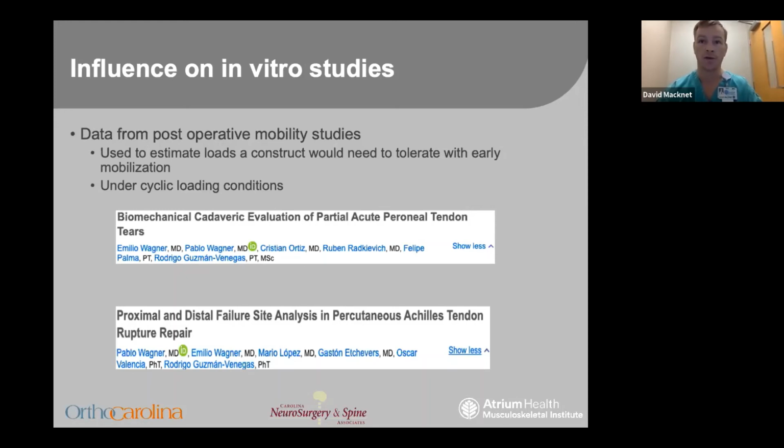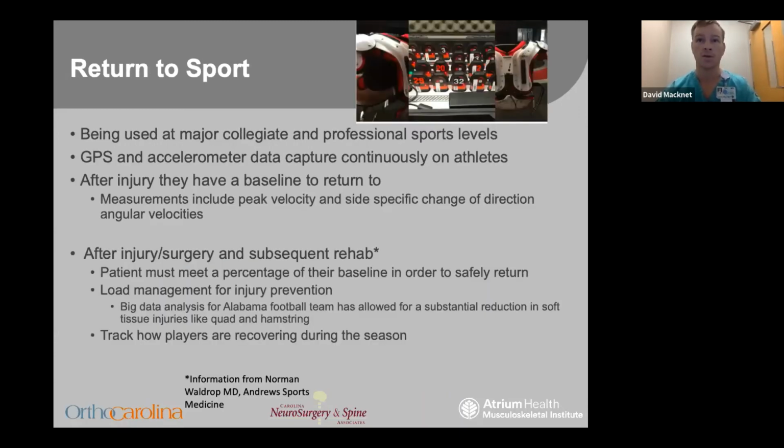Here are two foot and ankle tendon-based studies that have looked at just that, using data that has been gleaned from activity tracker studies. The use in sports is an exciting, rapidly evolving use in orthopedics and sports medicine in general. I'd like to thank Norm Waldrop, one of the physicians at Alabama, who was a big resource in putting together these slides for me.